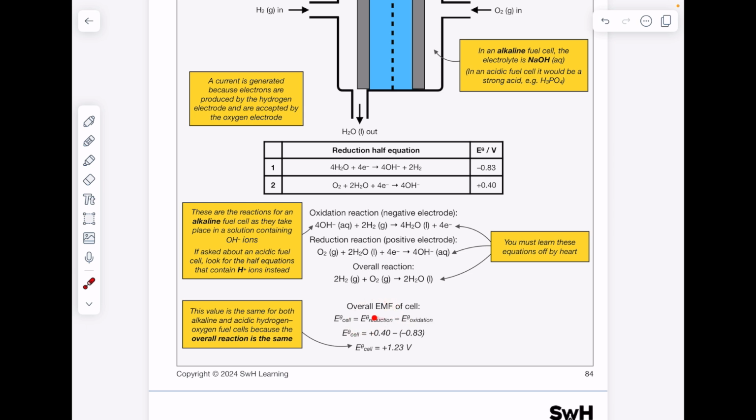Then the overall EMF, here's our E theta cell. We're doing E theta reduction minus oxidation, or the more positive E theta value minus the more negative E theta value to give an overall EMF of plus 1.23 volts. Now the value is the same for both the alkaline and acidic hydrogen fuel cells because the overall reaction is the same.